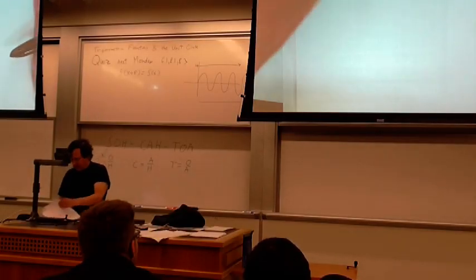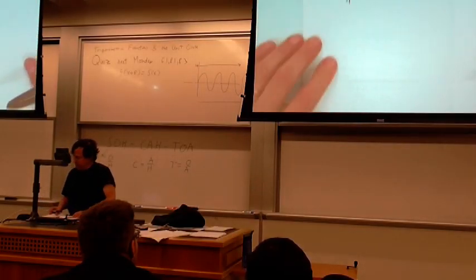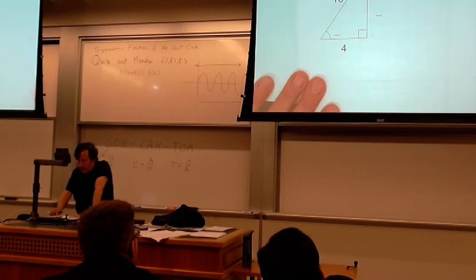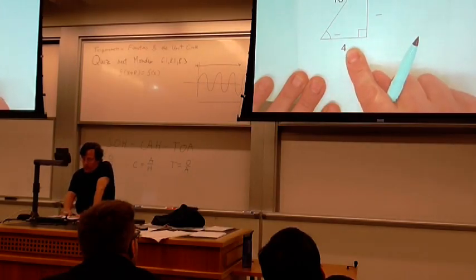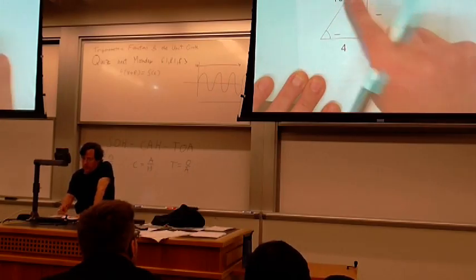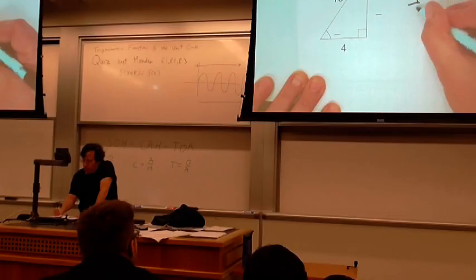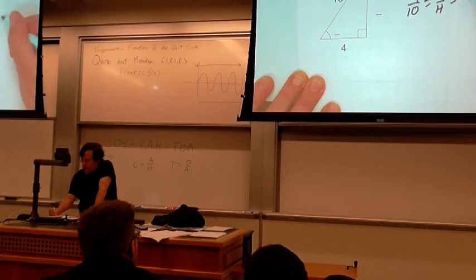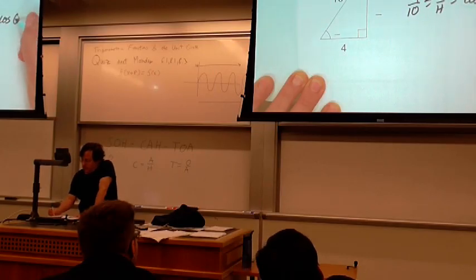Okay. Here's a little different problem. How can we find the missing angles? Well, here we have the adjacent side 4 and the hypotenuse 10. So 4 over 10, that's the adjacent over the hypotenuse, that's what? That's the cosine of theta.